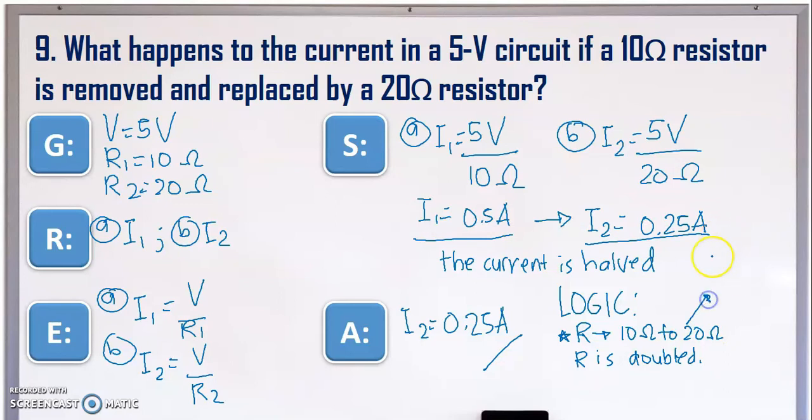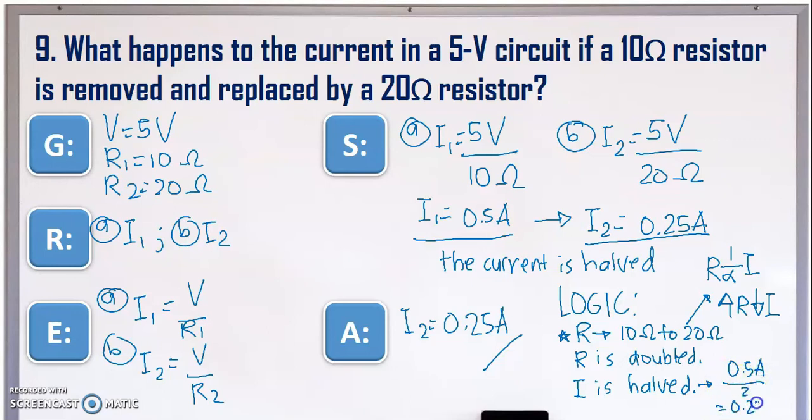By following Ohm's law, we can say that the resistance is inversely proportional to the current. That is, when the resistance increases, the current decreases. This only means that when the resistance is doubled, the current should be halved. And half of the initial current, which is 0.5 ampere, is 0.25 ampere.